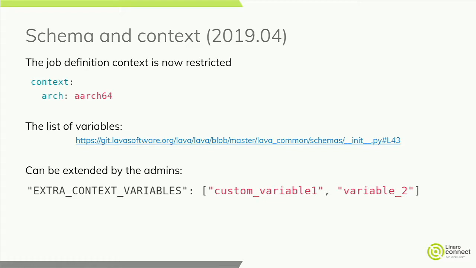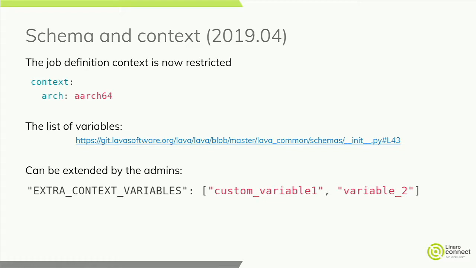The list is here if you really want to have a look at it. It's something like 30 or 40 keys, so not really interesting. But this is now restricted. So if a variable that you're used to using in the context is not working anymore, you will see that at submission the job will be refused. Just ask me to add it, and I can add it quickly.